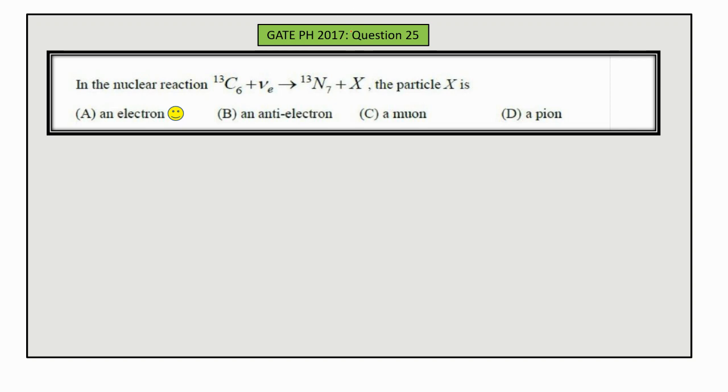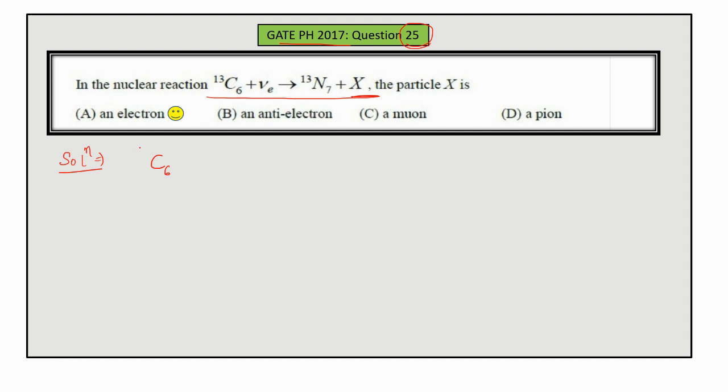So this is the first question. That question came in the GATE 2017 examination. This is question number 25. In this question, we are asked to find this particle X, and a nuclear reaction is given to us. So see this nuclear reaction first of all.